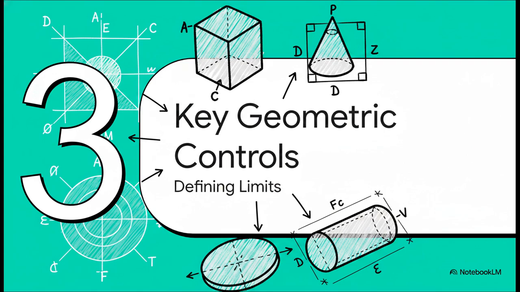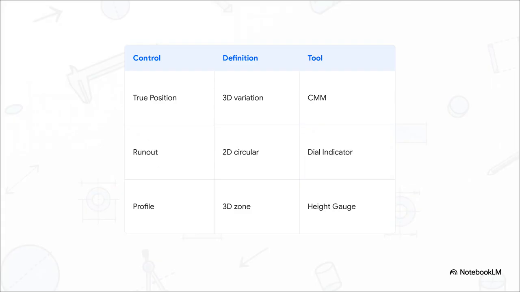Let's jump into Section 3, key geometric controls, where we actually apply our manufacturing limits. This table breaks down 3 of the heavy hitters in GD&T and how we measure them in the real world. You've got true position, which controls 3D coordinate variation and is usually mapped by a CMM.